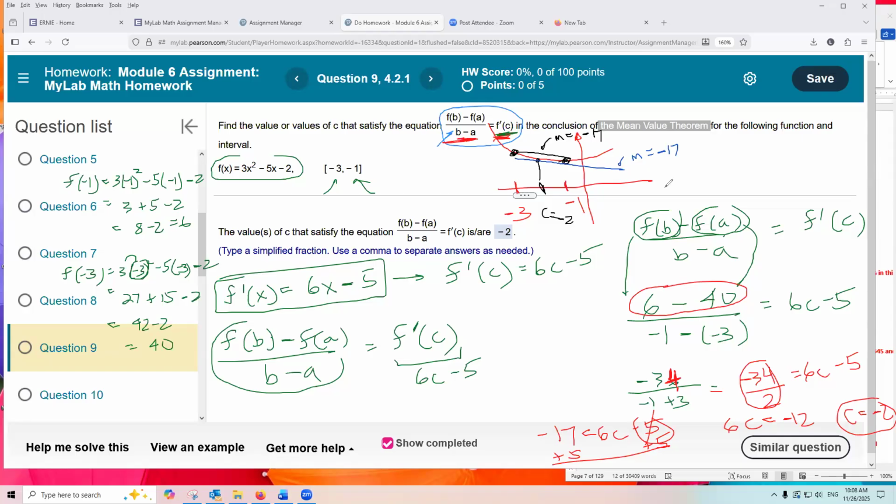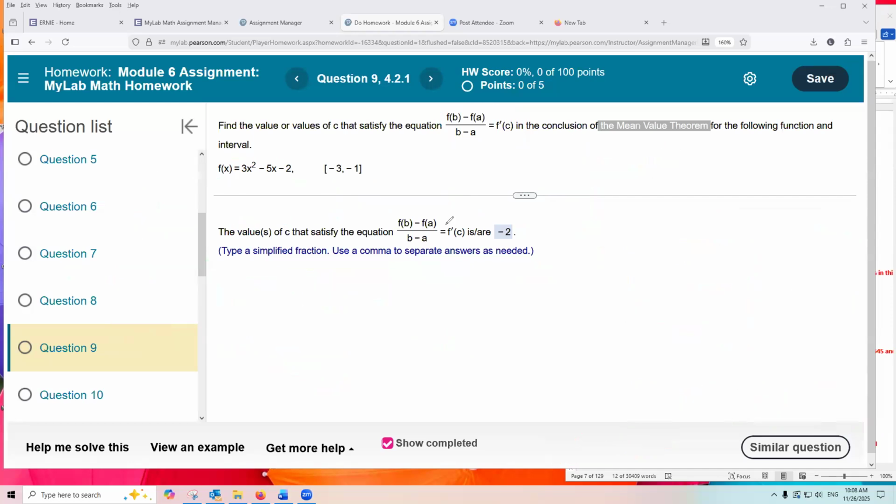Okay? And I think you could see that, by the way. If you take f prime of negative 2 as a double check, it would be 6 times negative 2 minus 5. That's negative 12 minus 5. That's negative 17. So at this c value of negative 2, the slope of the tangent line is equal to the slope of the secant line. Right? The secant line is the straight line joining those 2 points on the curve.